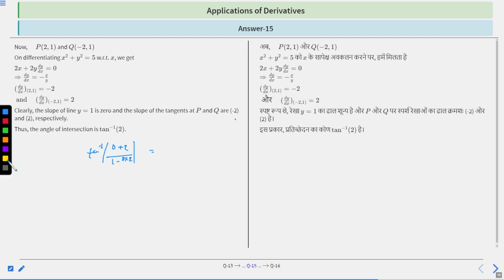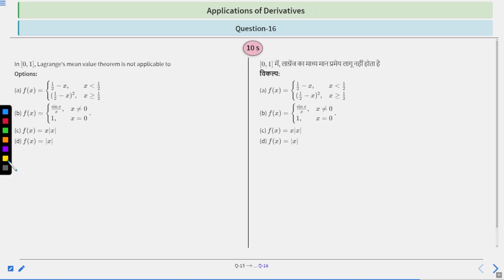Let's move to the next question. Question number 16 says that in [0, 1], Lagrange's mean value theorem is not applicable to which function. So we have to see Lagrange's mean value theorem in this question. The hint of this question is Lagrange's mean value theorem.